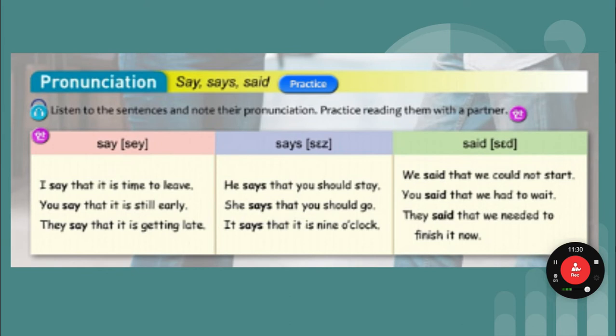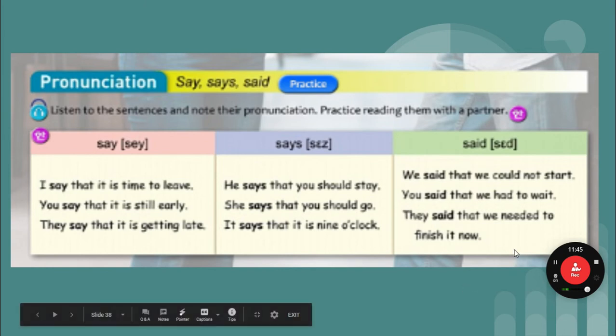Okay, now S-A-Y-S is pronounced says. Listen and repeat. He says that you should, well, listen first. He says that you should stay. She says that you should go. It says that it is 9 o'clock.